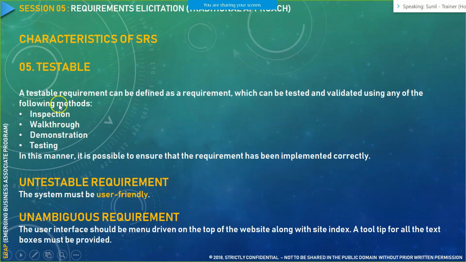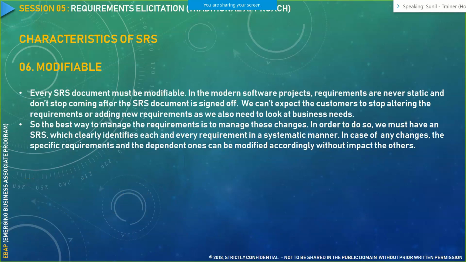Next, the requirement should be testable. An untestable requirement is like "the system must be user friendly". Now what is user friendly? It makes no sense to me. So you could write a testable requirement as "the user interface should be menu driven on the top of the website along with the site index. A tooltip for all the text boxes must be provided." So here you are capturing all the details around the navigation that the user would do when navigating through a particular system. User friendly doesn't suffice the purpose. So you have to write the requirement in a testable manner as well.